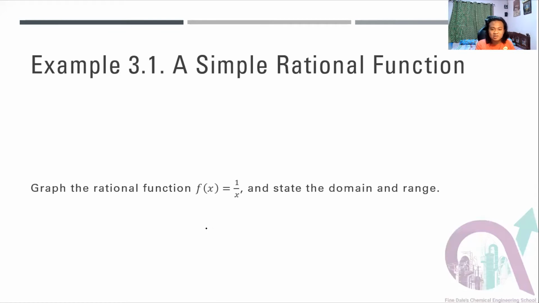Walang iba kundi 0, di ba? 1 over 0, undefined naman ang 0, di ba? So, ang vertical asymptote is 0. Okay?